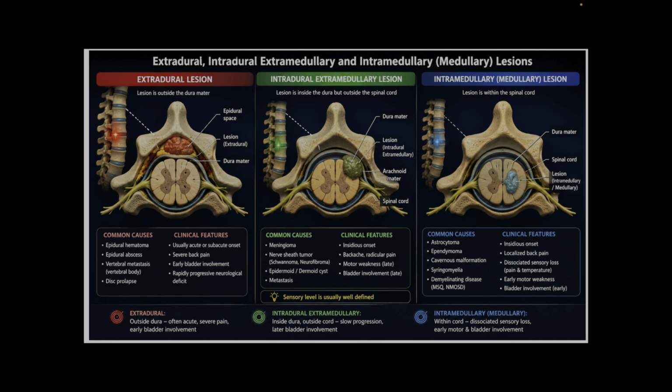Then coming to intramedullary lesions. Intramedullary lesions arise within the spinal cord itself. So what are the common causes? Astrocytoma, ependymoma, cavernous malformation, syringomyelia, and demyelinating disorders such as multiple sclerosis and neuromyelitis optica spectrum disorder.